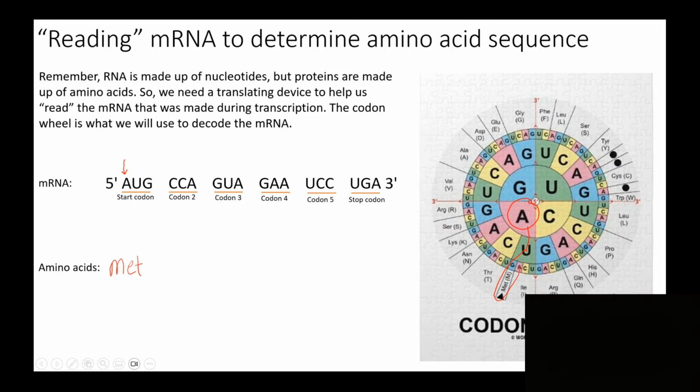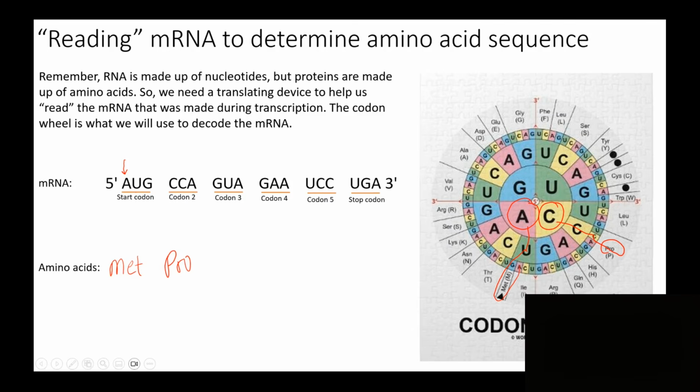Okay, now you don't need to know that MET stands for methionine on the exam or knowledge check or whatever. You would just put MET, just the 3-letter code. All right, so now we're going to do the second one. So CCA, so again, you start with your first nucleotide here, C, work your way out, CA is going to take us here to proline.